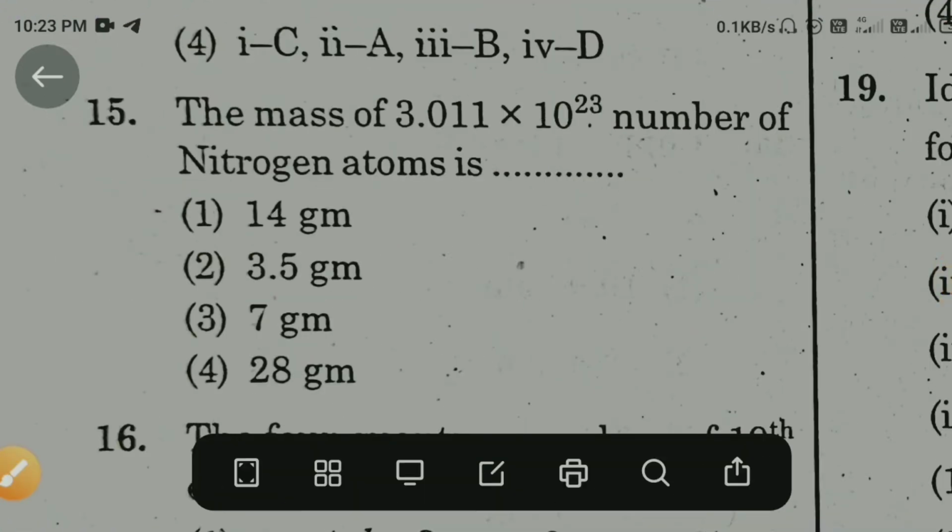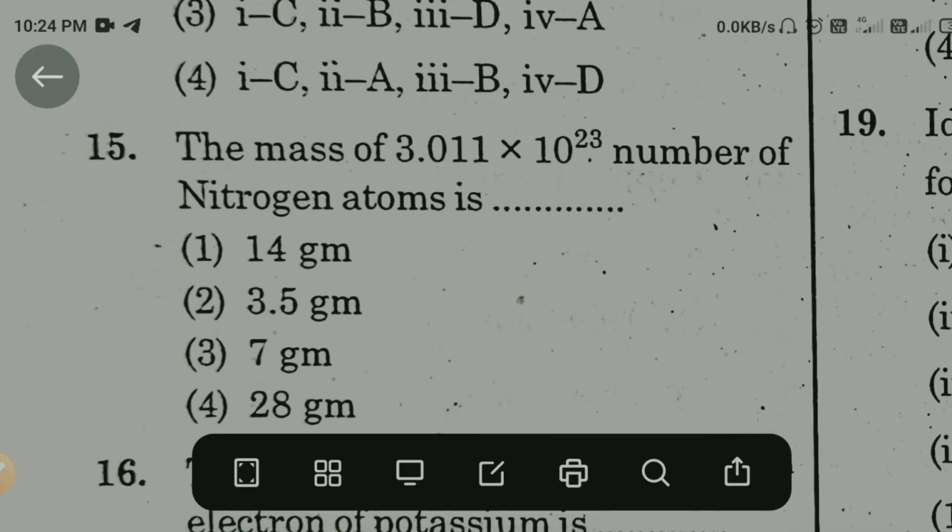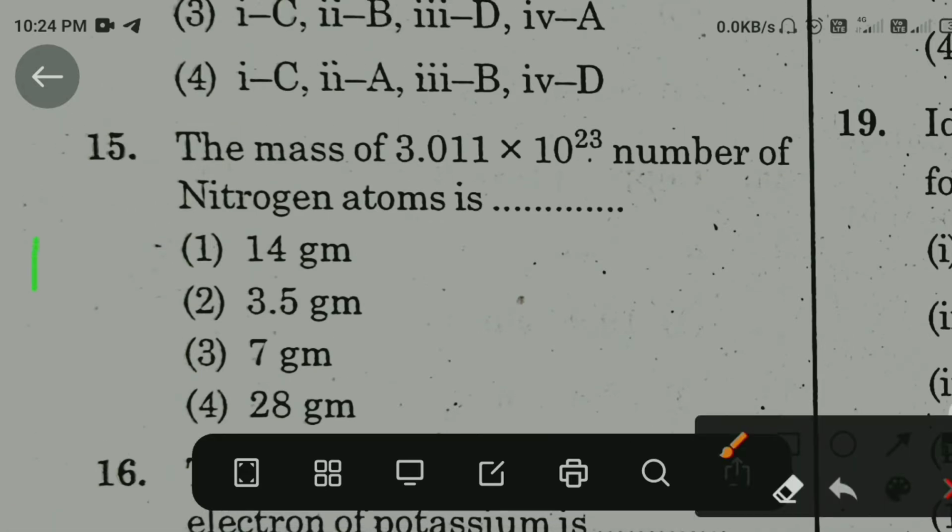The mass of 3.011 into 10 power 23 number of nitrogen atoms is. So here we know that 1 mole of nitrogen, that is 14 grams of nitrogen, contains Avogadro number of atoms, that is 6.023 into 10 power 23 number of atoms.